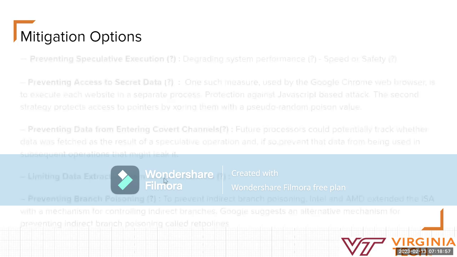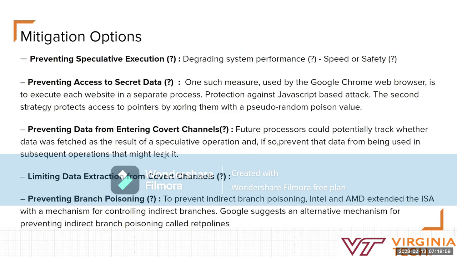So we have a range of different mitigation options that have been discussed in this paper. But quite honestly, none of the mitigation options provide a sure shot solution to the Spectre attack. The first being preventing speculative execution.